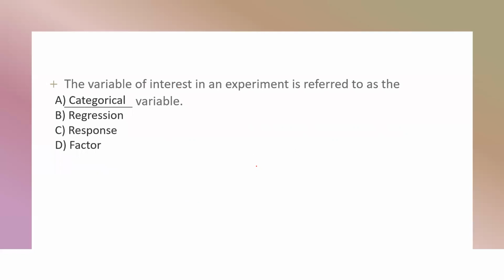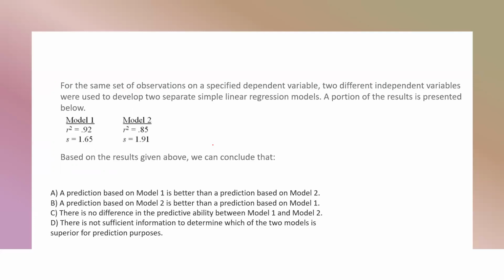The variable of interest in an experiment is referred to as the categorical variable, regression variable, response variable, or factor variable. So the variable of interest has different names: response variable, dependent variable, or variable of interest. And the independent variable is just the independent variable or explanatory variable. But the variable of interest is a response variable.